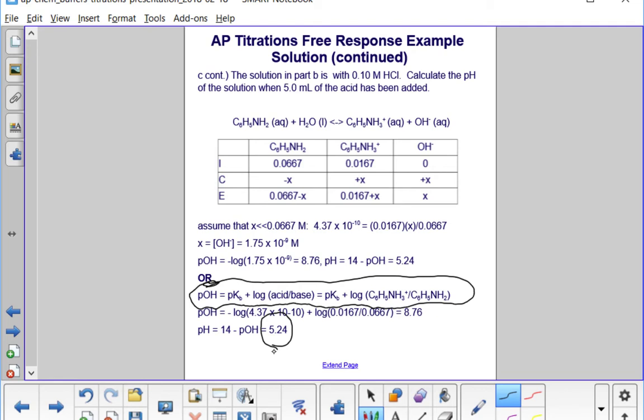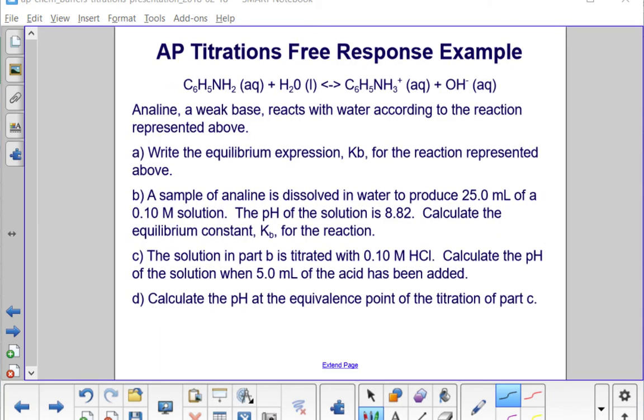It does make sense, by the way. We should probably check our work. We are titrating a weak base with a strong acid, so we should get a pH that is slightly less than 7. All right, let's go back to part D. Part D says calculate the pH at the equivalence point of the titration of part C. When we did part C, maybe you noticed we were before the equivalence point. So let's find the pH at the equivalence point.